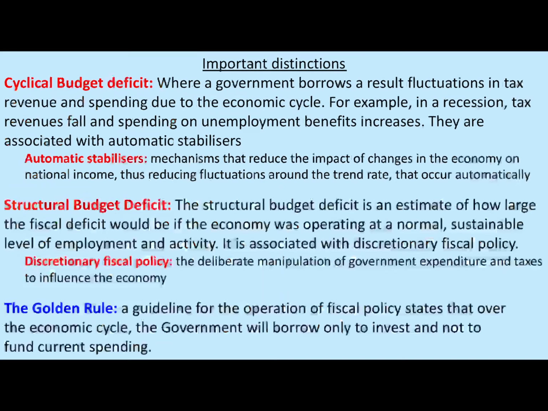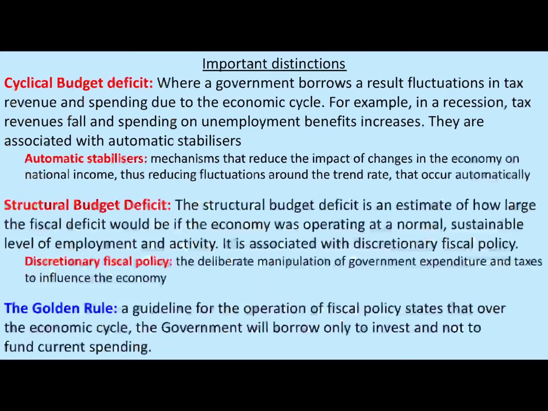So we have a couple of important distinctions to make. The first is we need to understand what a cyclical budget deficit is. Hopefully this is a bit of a recap for most of you, but a cyclical budget deficit is where government borrows as a result of fluctuations in tax revenue and government spending due to the economic cycle. For example, in a recession, tax revenues will be very low and spending on unemployment benefits will increase. And in a boom, for example, the opposite is true. In a boom, when incomes are higher and profits are higher, the government will get more tax revenue and they'll need to spend less on benefits and other welfare payments. So in theory, our government spending will go down in a boom.